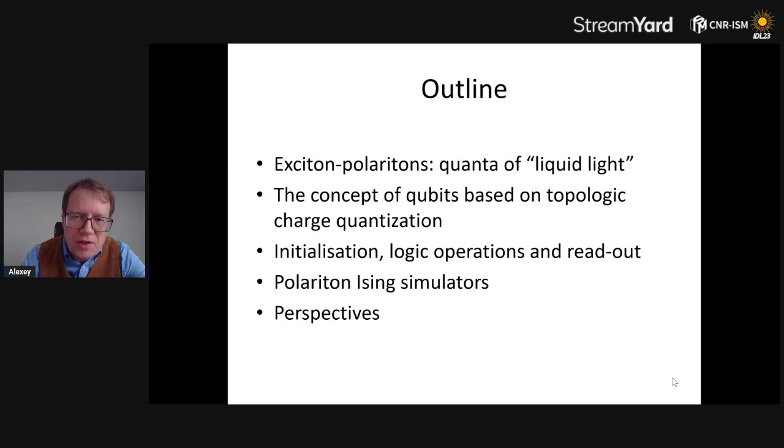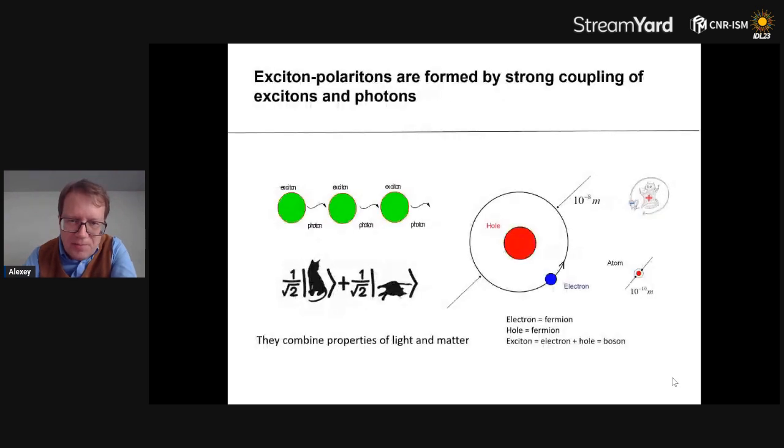This is an outline of my talk. I will introduce the main character of this story, exciton-polariton, a quasi-particle that can be called a quantum of liquid light. And then I will present the concept of qubits based on exciton-polaritons, on liquid light. And I will tell you how these qubits are now being experimentally studied, realized, and put together to make quantum networks and quantum simulators. So this is a work in progress. There is no ready quantum computer yet, but you will see that the progress is quite fast, actually.